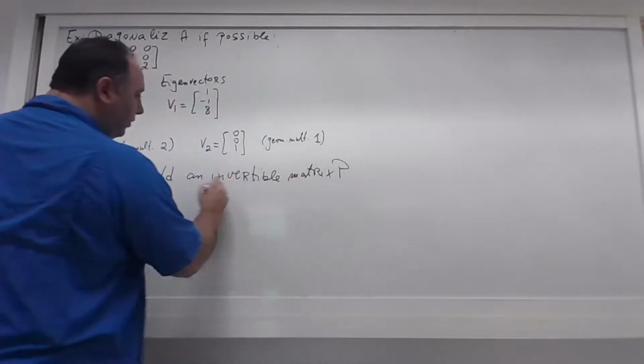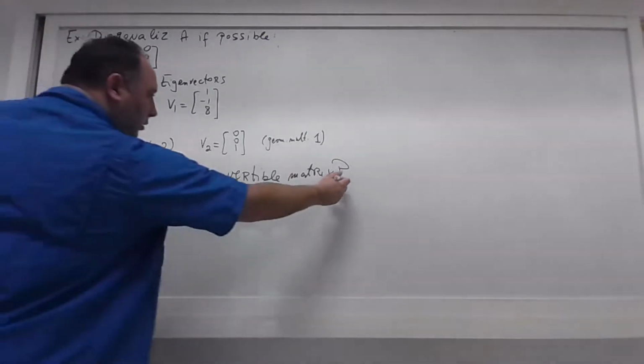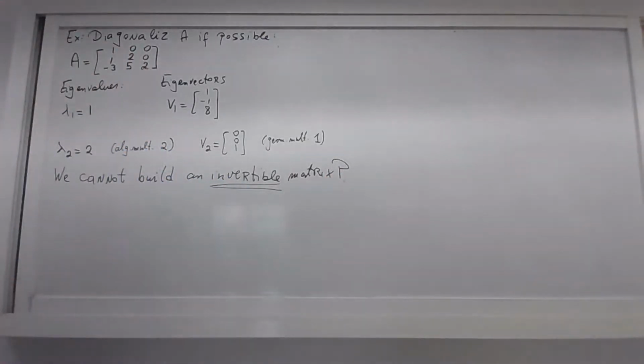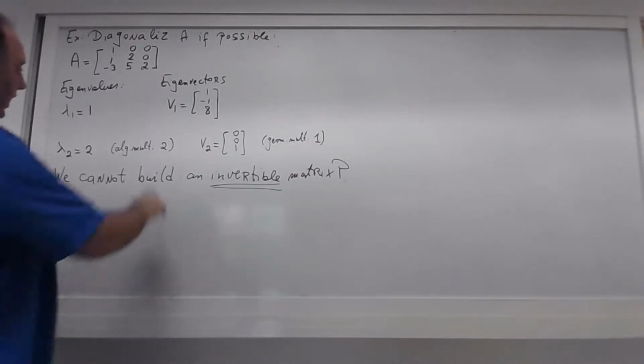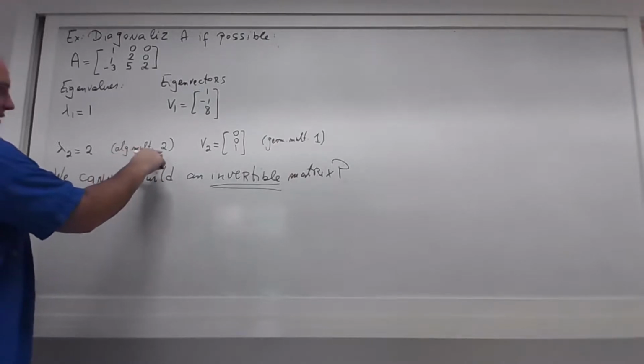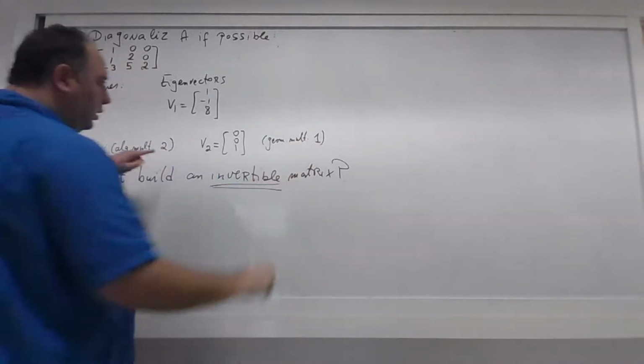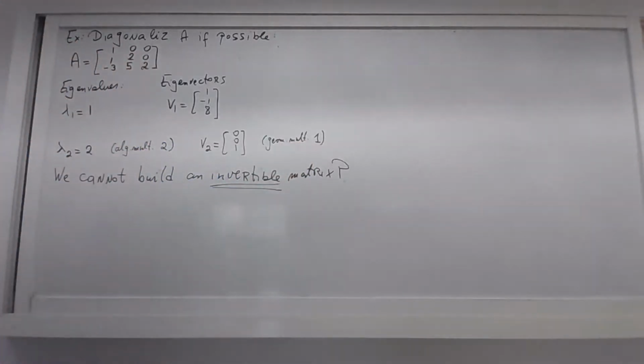Okay, it needs to be invertible, we cannot build it. All we have is 2 columns, we don't have 3. So matrix A is not diagonalizable because of that. Another way to tell is, one of the eigenvalues has algebraic multiplicity 2, but its geometric multiplicity is 1, so they're not equal. Therefore, we are in trouble. We don't have enough linearly independent eigenvectors. Okay?